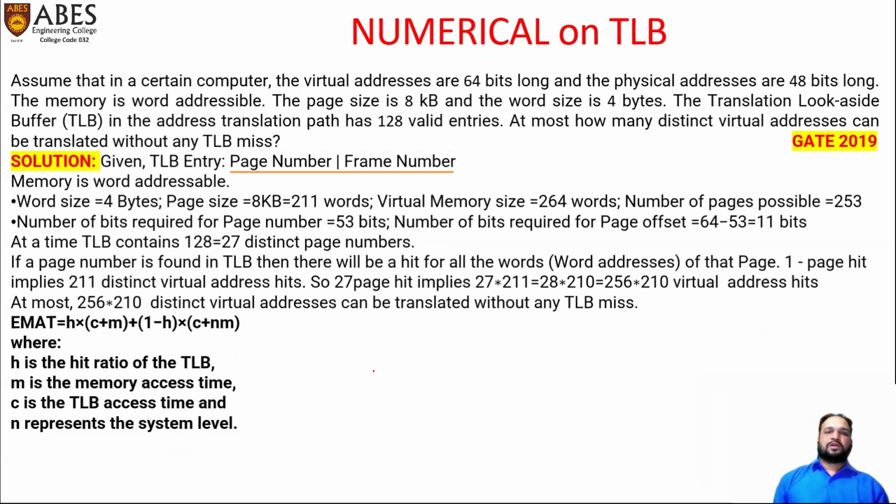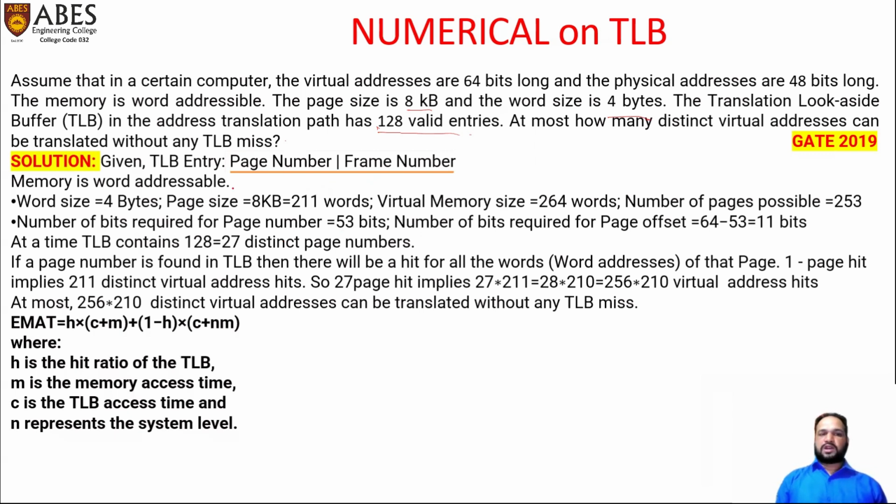Another example. As you can see in the question, virtual addresses are 64 bits long, physical addresses are 48 bits long, memory is word addressable, page size is 8 KB, and word size is 4 bytes. The translation lookaside buffer in the address translation path has 128 valid entries. At most, how many distinct virtual addresses can be translated without any TLB miss? So a TLB entry is the page number and the frame number.